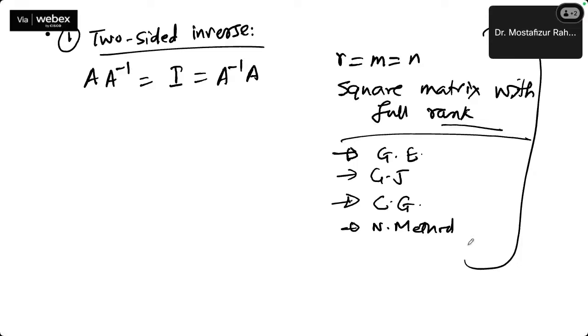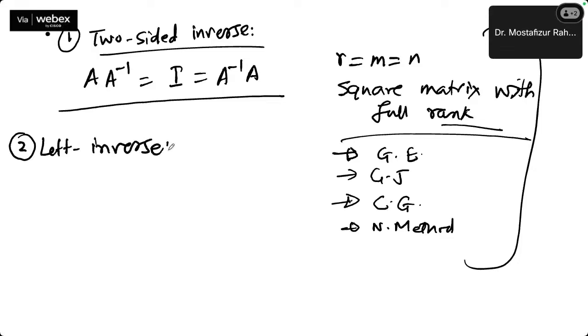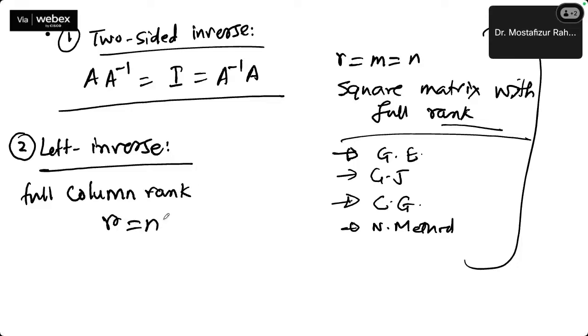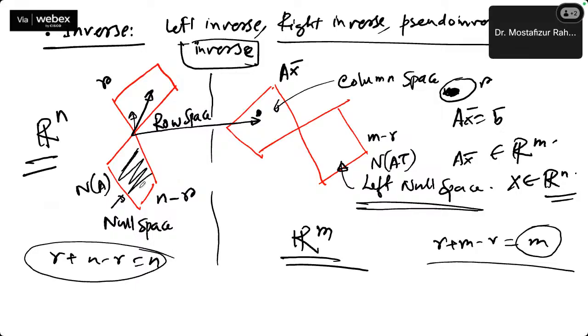Now, if it is not the case, then there is something called a left inverse. The left inverse is also known as the full column rank matrix. That means R equals N. So if R equals N, that means N minus R equals 0, so the null space does not exist. You are only left with the row space. No null space. Okay.